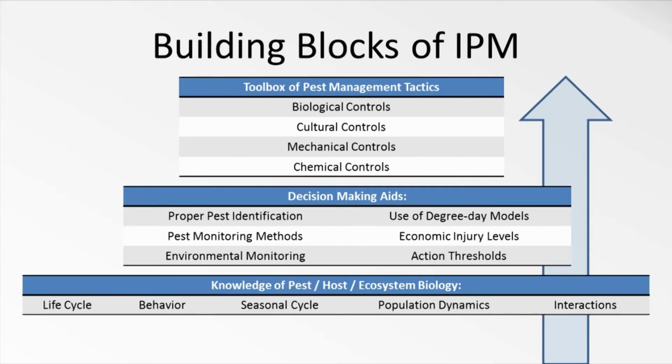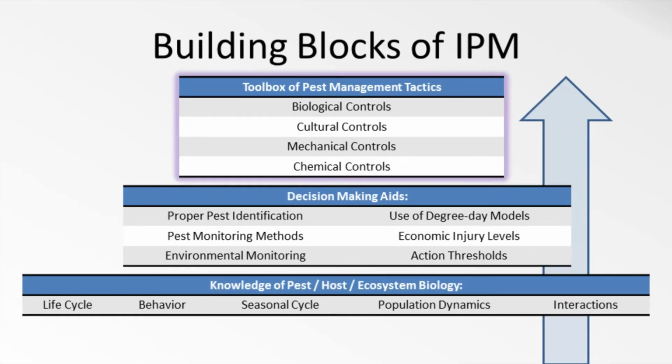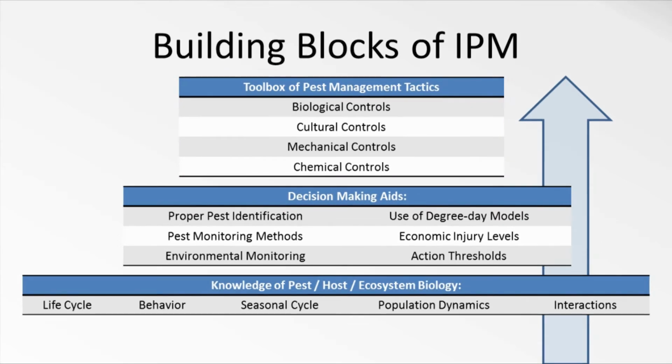You may not use all of these tools for every situation, but the point of these decision-making tools is at the top of our pyramid. What controls are you going to use to manage your pest? We break down our control options into 4 basic categories: biological, cultural, mechanical, and chemical controls. Let's look at some examples of each.